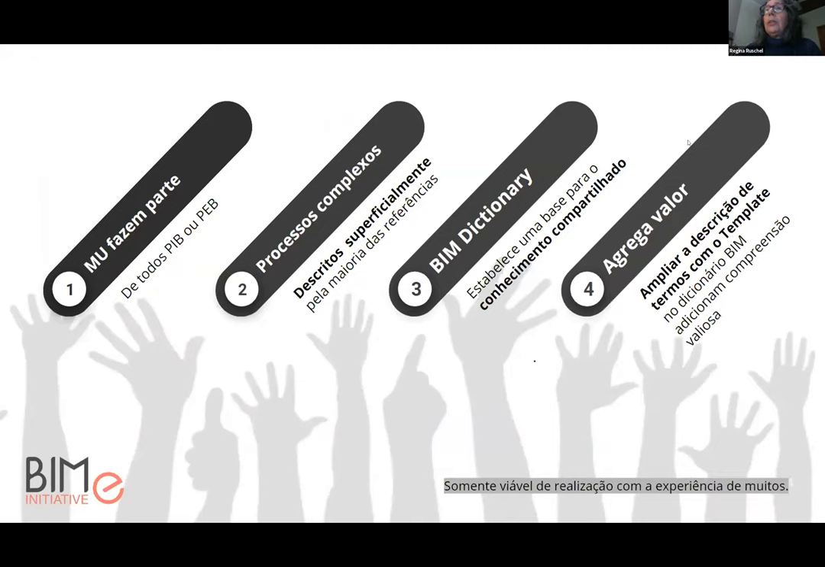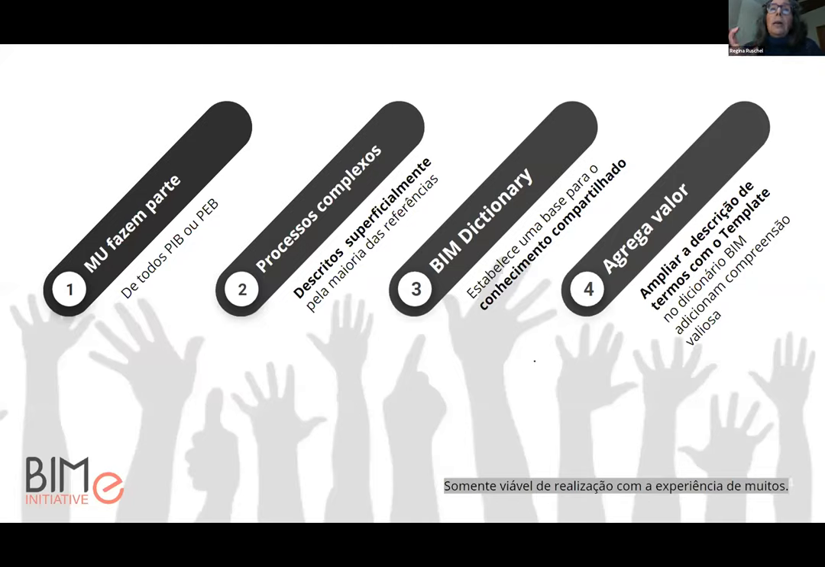Agora, os model uses fazem parte de toda implementação BIM. Dentro dela tem a definição de model uses. Então, todo plano de implementação BIM, todo plano de execução BIM, tem dentro dele a grande necessidade de você especificar que model uses você quer fazer uso de. Esses model uses são processos complexos, eles são partes específicas da nossa prática.